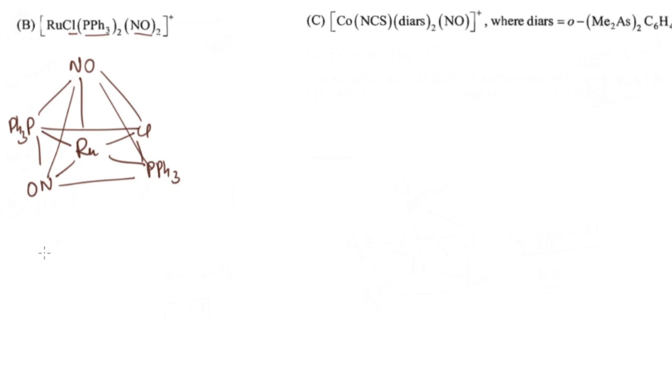So ruthenium is going to give you 8 electrons. Okay, so 8 electrons we are going to get from ruthenium, plus 1 electron from this chlorine. Then PPh3 is going to give you 2 electrons, so 2 into 2 is going to give you 4.